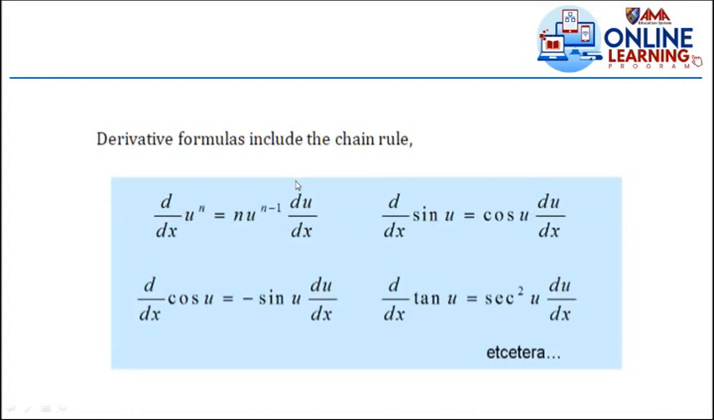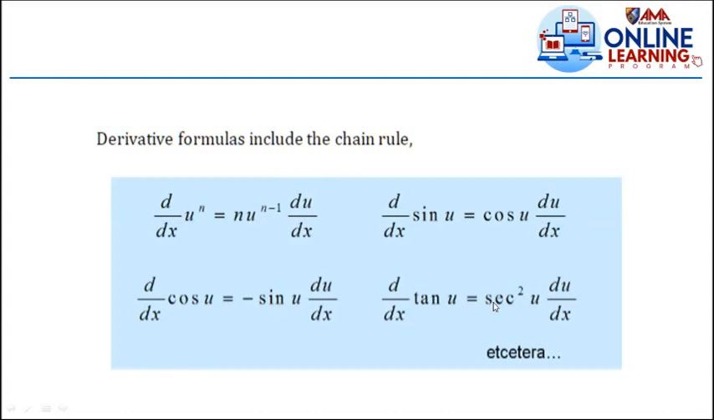Okay? So, in our power rule, what we have there is y is equal to x raised to n. What we have is nx raised to n minus 1. Using the chain rule formula, the derivative of u raised to n is equal to n multiplied by u raised to n minus 1 multiplied by du all over dx. Derivative of sine u is cosine u. Derivative of cosine u is negative sine u. Derivative of tangent u is equal to secant squared u multiplied by du all over dx.